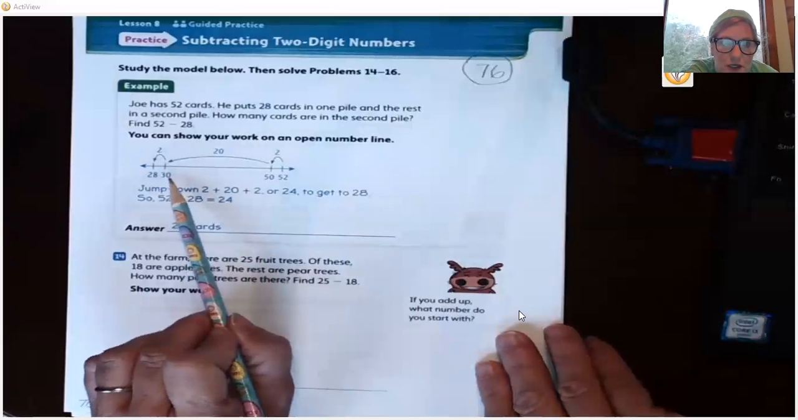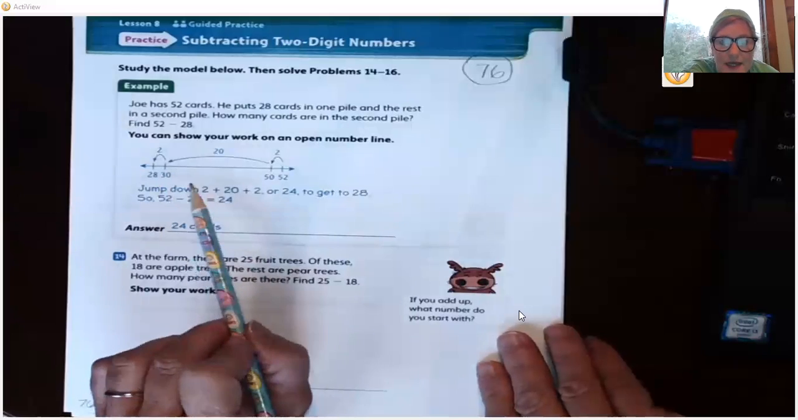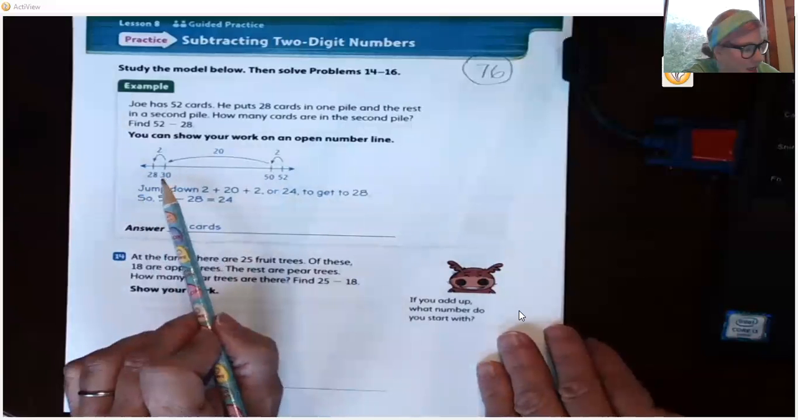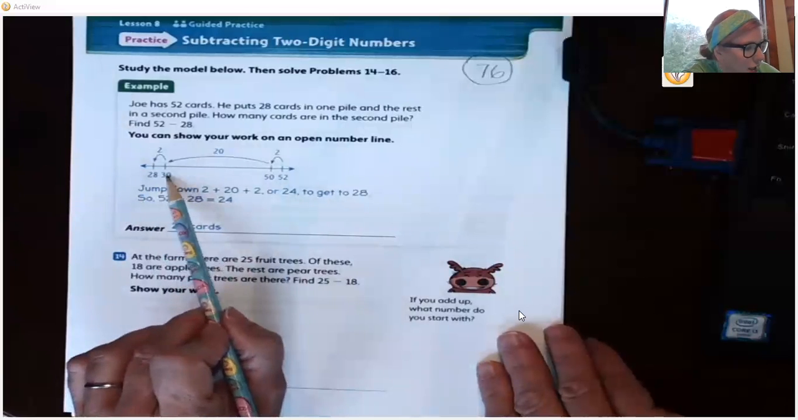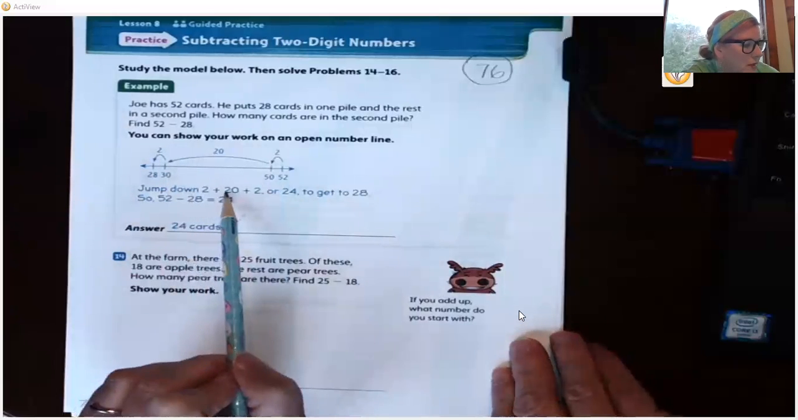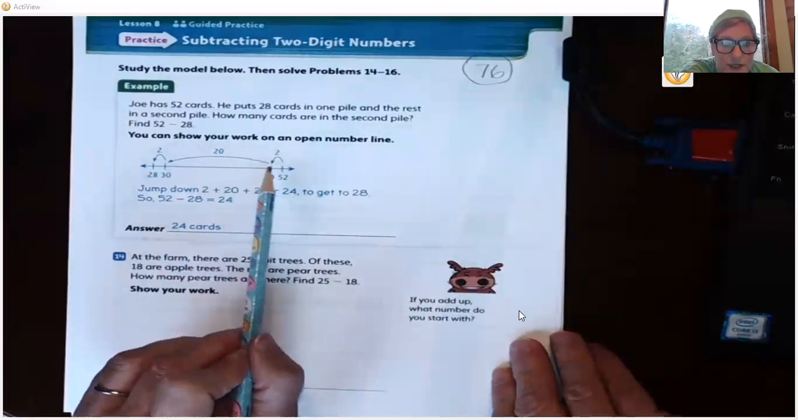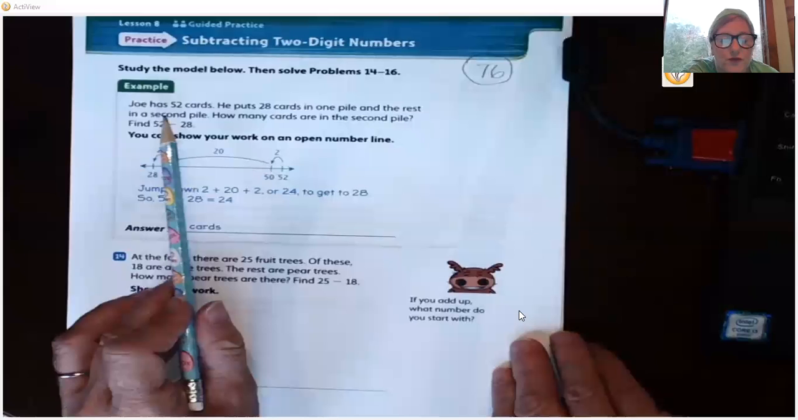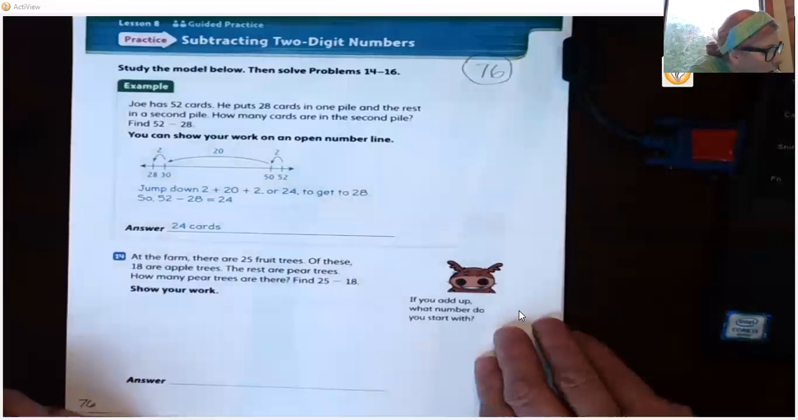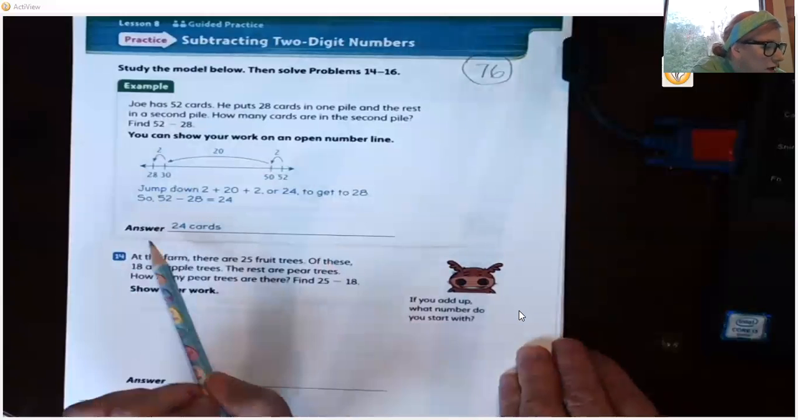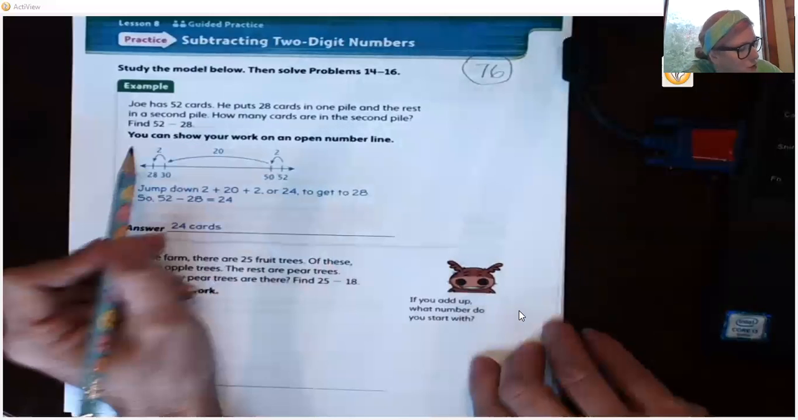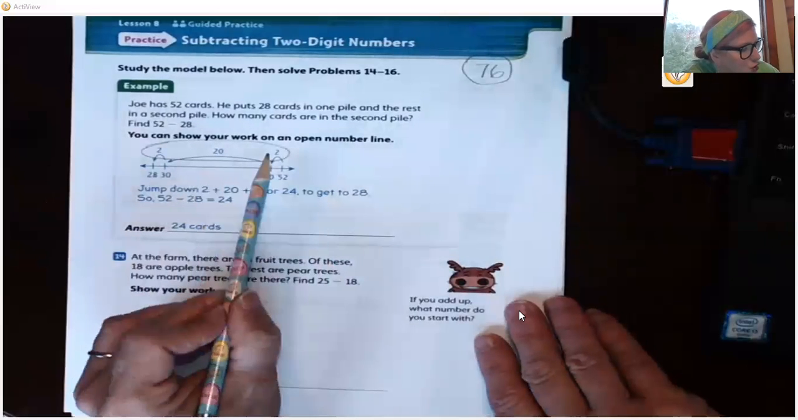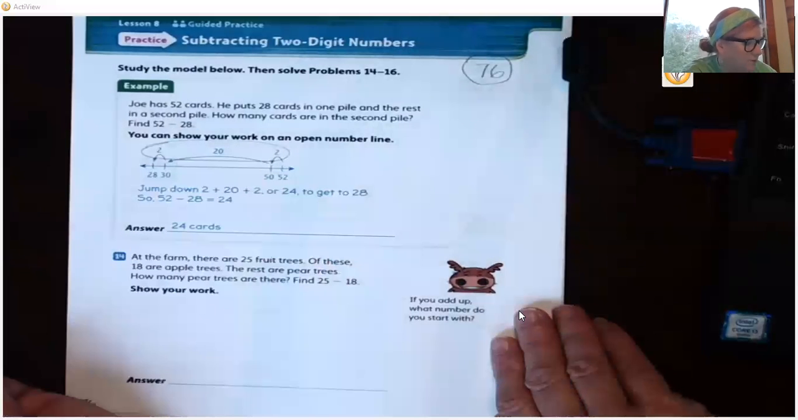So which strategy did they use first? Did they go to the next 10 or did they add on 10s? They went to the next 10 right here. They went from 28 to 30. And that took 2 plus 20. Then they added on 10s. And then they had to go up to the number they were looking for, 52, the whole there. All right, so down here, the answer is 24 because you had to total these. So 2 plus 20 plus 2 equals 24.